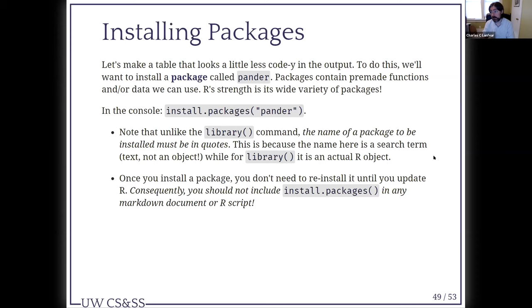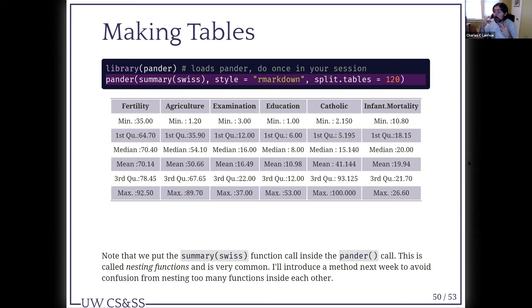Okay. This is what Pander does. If you load up Pander, you say library Pander, it will load the package. Once a package is loaded, you can use functions built into it. What I did here is I said, I'm going to run a summary of the Swiss data set, but I put that summary inside a call to a function called Pander. This Pander call takes the output of summary that we saw earlier, which is just this ugly code-looking text, and makes a pretty table that works in HTML documents and PDF documents. I wrote this code here, Pander, summary Swiss is what I want to be turned into a table. I said the style should be R Markdown. You don't have to add a style, but it has different styles. Split tables equals 120 tells it to be up to 120 characters wide. And we get a nice looking table. This looks a lot better than the original summary output. It's the exact same textual output, but it looks a little bit nicer.